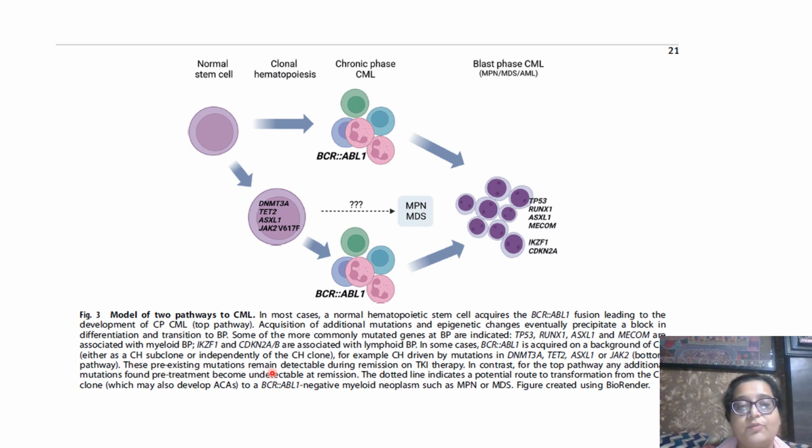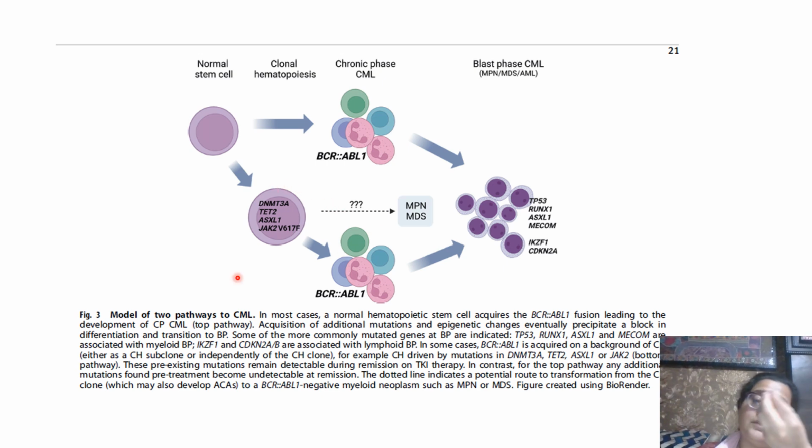So these pre-existing mutations remain detectable during remission on TKI. In contrast, for the other pathway, any additional mutations found pre-treatment become undetectable. Always remember, if something is there at baseline and you do NGS in a case of CML, just to see cryptic variants, these ones, since they were present inherently even before CML happened, will always persist. So don't get biased by them. If they are not leading to MDS or anything, just leave them.